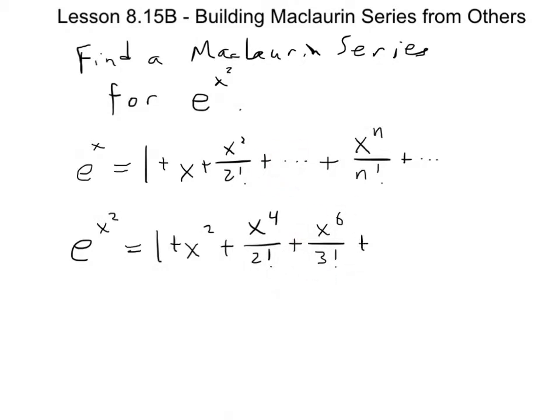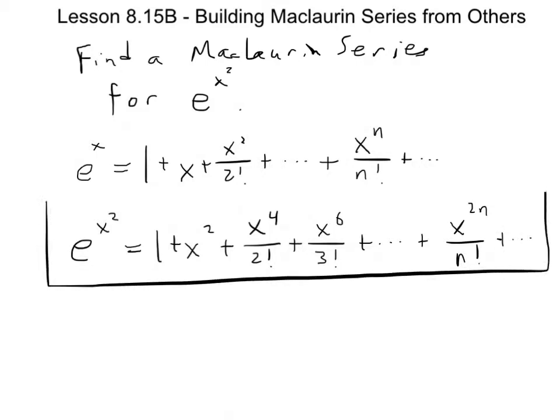Heck, we could even figure out what the nth term is, and you don't even have to try and find a pattern here. If you know what the nth term is here, just plug in x squared there. It's going to be x squared to the nth. Well, wait a minute, we can do better than that. X squared to the nth, you can multiply those powers. That would be x to the 2n over n factorial. And there you go. Maclaurin series for e to the x squared.